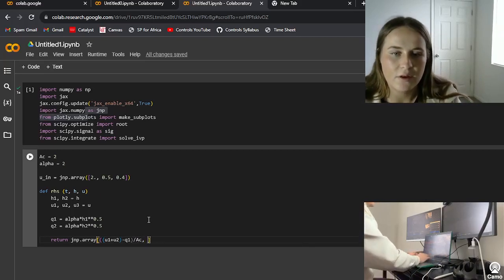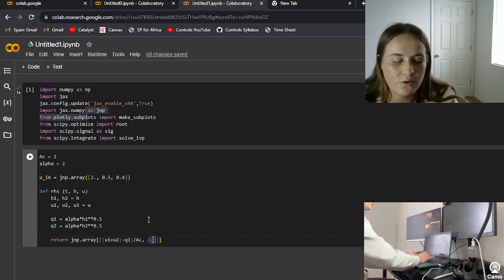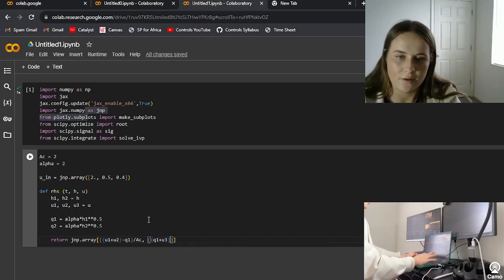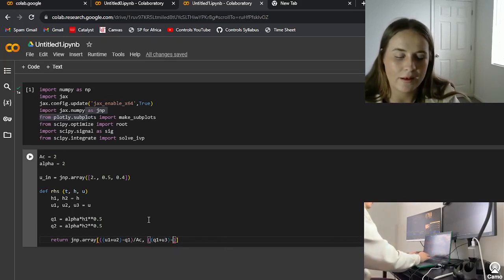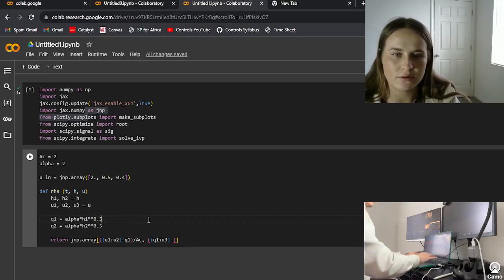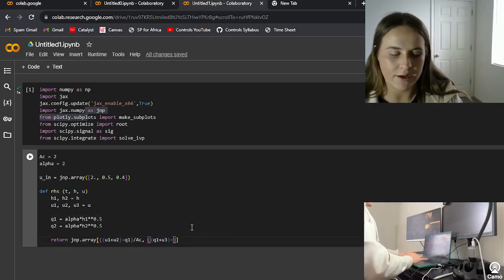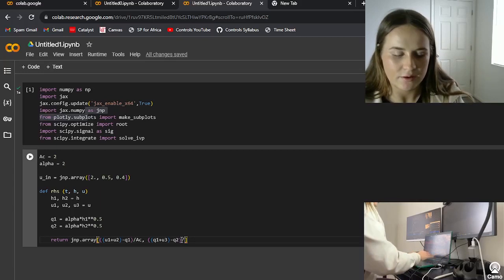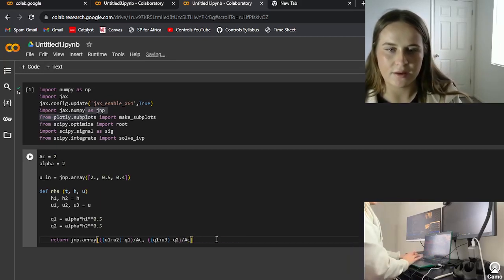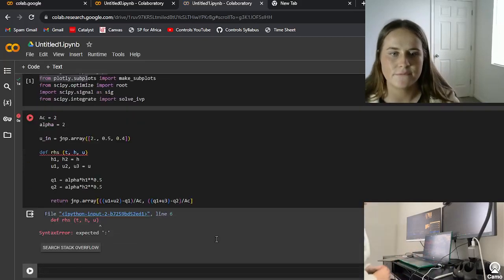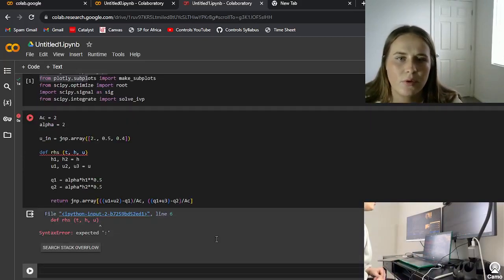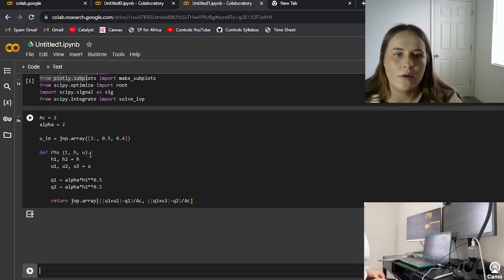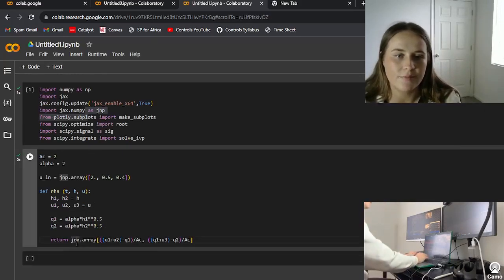And then we have q1 plus u3 minus q2, and then divided by AC. And we will return that. To close this. Awesome. So then we will go to solving this.